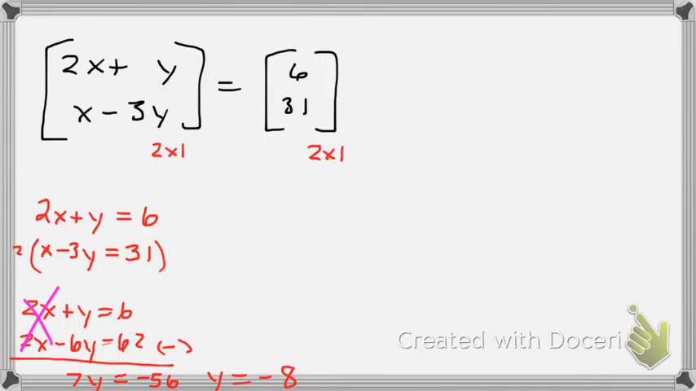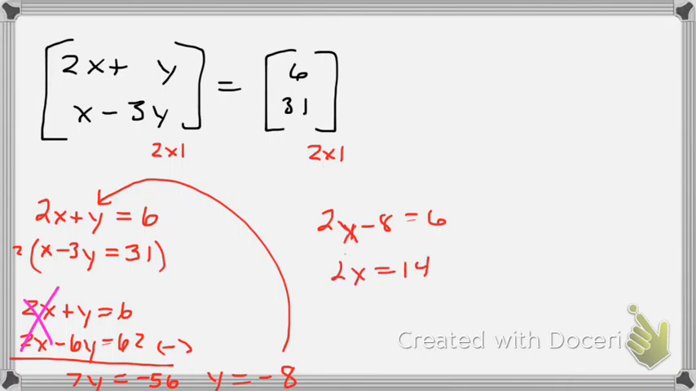Now we have to figure out what x is, so we put the y back in somewhere and solve for x, which equals 7. So if I put a 7 in for x, this is going back to finding the mystery number that we've been doing all year. I want to find the mystery number that would make the left side equal to 6 and 31. And if I put 7 in for x and negative 8 in for y, that left side matrix becomes 6 on top and 31 on the bottom.